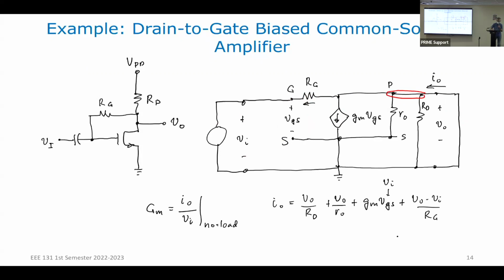Since we said zero load or no load, this is shorted. So this is zero, and this is also zero. So what remains? I'm just going to get V sub I times g_m minus 1 over R_G. Therefore, I sub O over V sub I, which is capital G_M, is just g_m minus 1 over R_G.